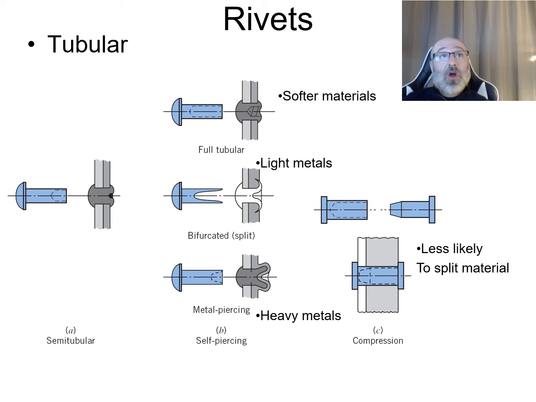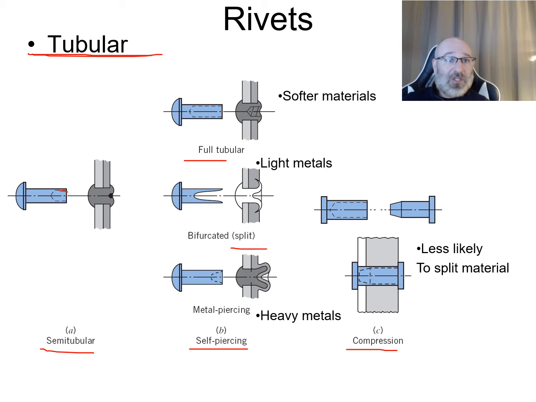So within rivets, one of the types of rivets that we're going to take a look at that we talked about earlier was tubular rivets. So again, you need access to both sides for these tubular rivets. But what we can see here is we can break it down into semi-tubular, tubular, and compression. Even within tubular, you have a full tubular, a split, and a self-piercing. So these are all different types of rivets within the tubular family that can be used for various types of applications.